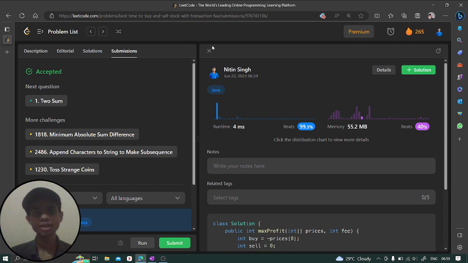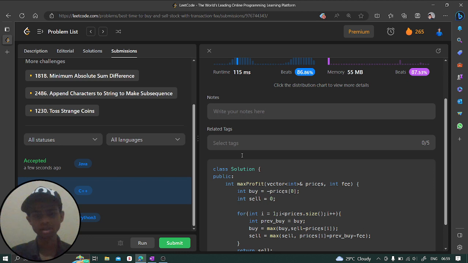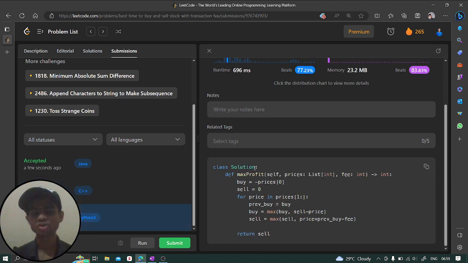So we have successfully implemented C++, Java and Python. I hope guys you have understood the logic part, the problem understanding part, and the implementation part.